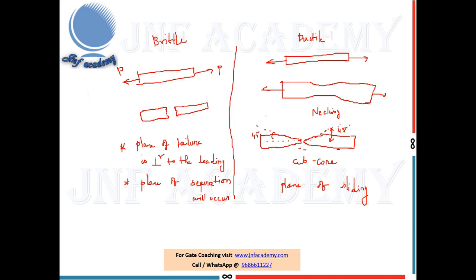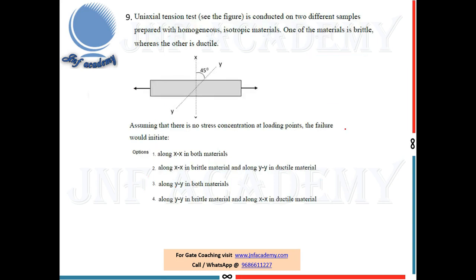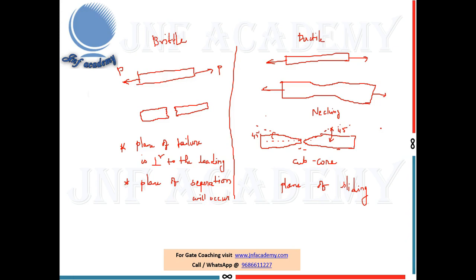Now we'll move to the options. So XX for brittle, YY for ductile. This will be our option. Let us move to the next question.